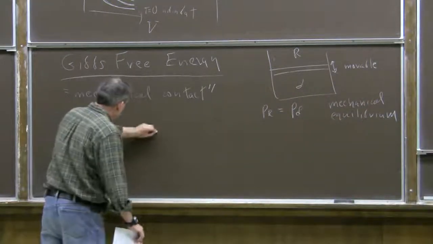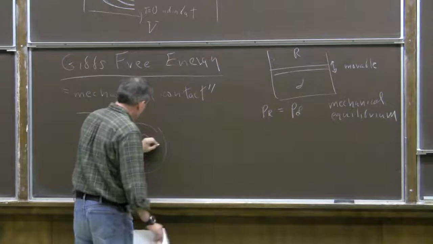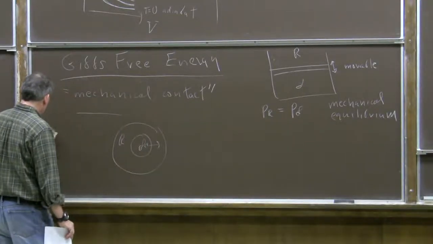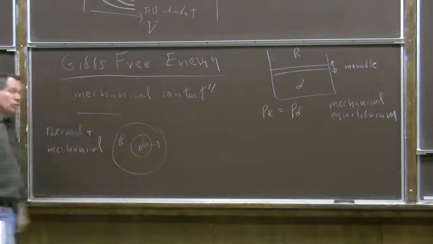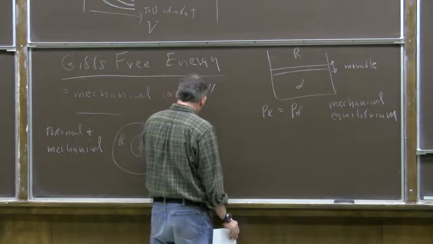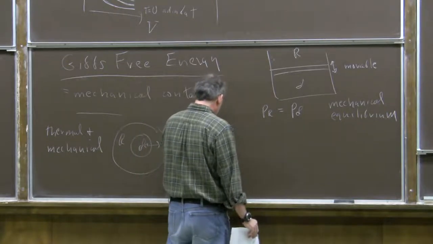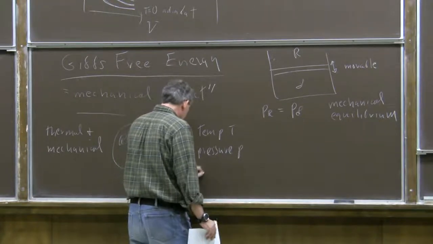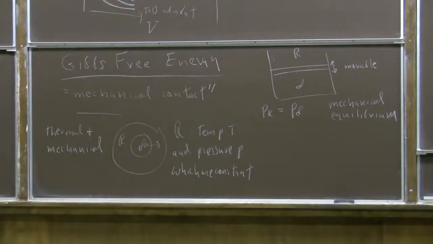So if we, in general, have a system in contact with the reservoir, and the contact is both thermal and mechanical, as usual, we imagine the reservoir is huge compared to the system. So when its energy changes a little bit, or its volume changes a little bit, its temperature and pressure don't change. So the reservoir has some temperature tau and pressure P, which are constant. They don't change when the system gains or loses either energy or volume.